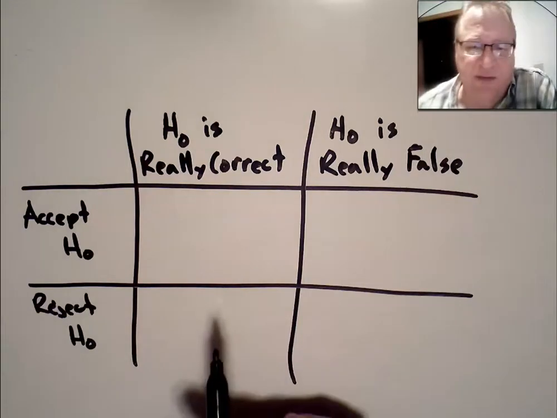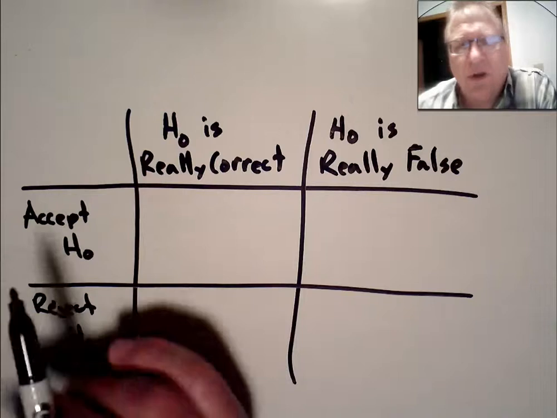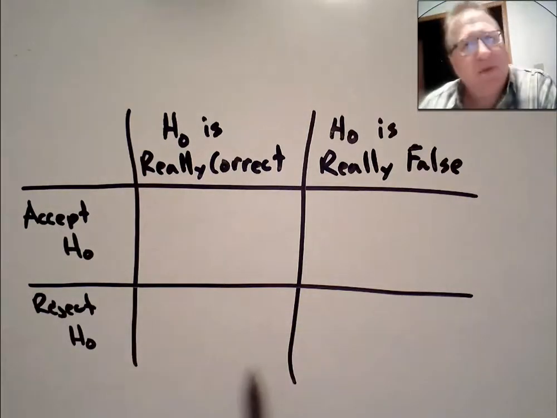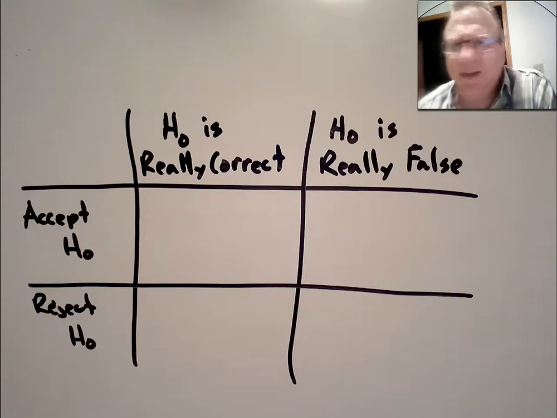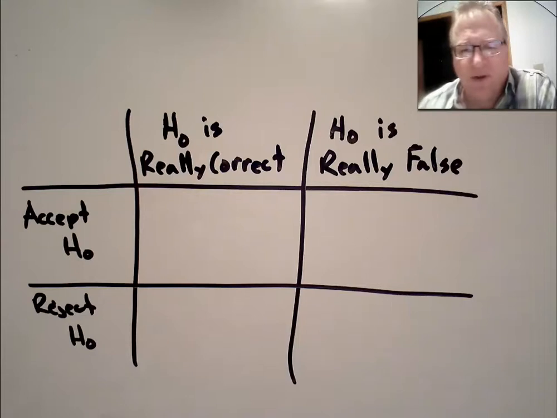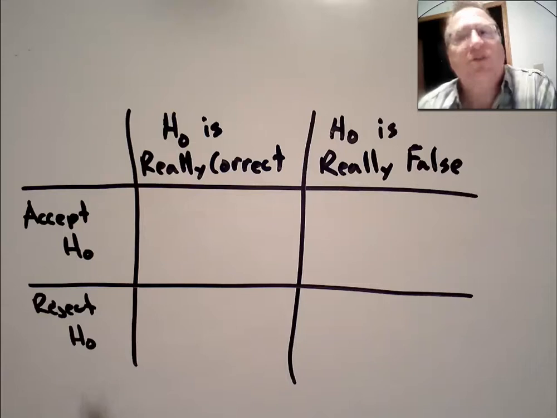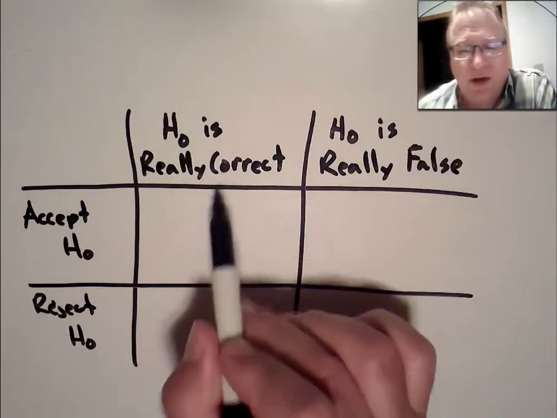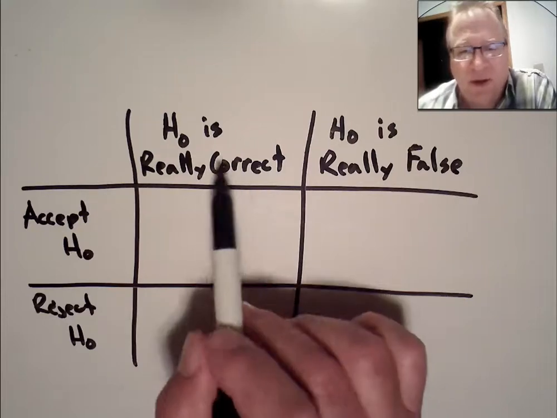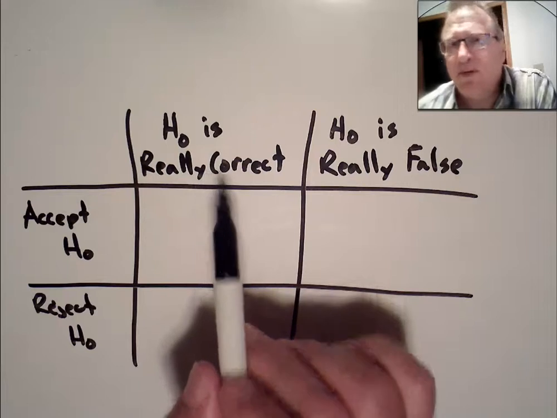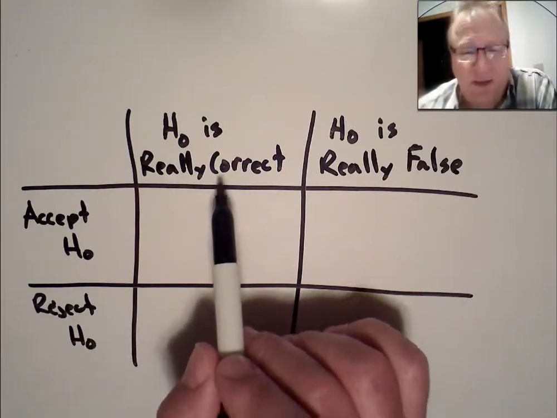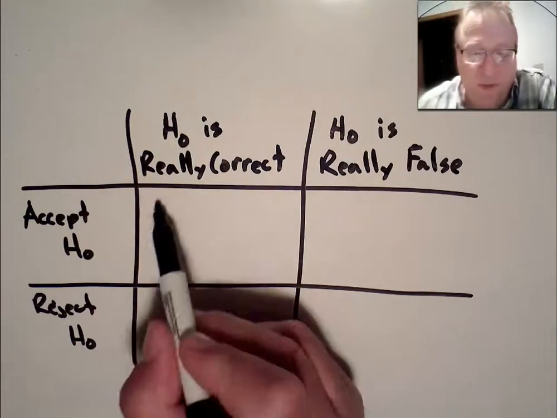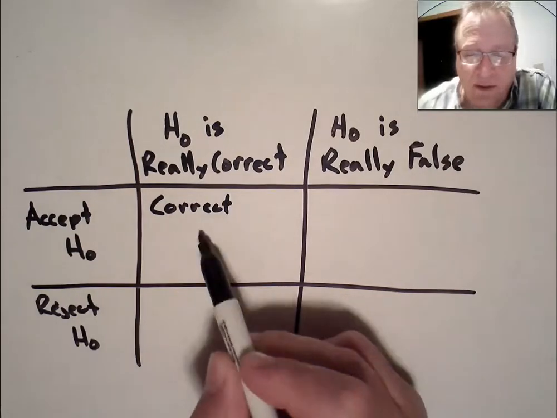It's table 10.2 in your text, and I've redrawn it here. Again, H0 is our null hypothesis, and the purpose of hypothesis testing is either to accept or reject the null hypothesis. Now, here's where it gets a little tricky. First, let's assume that the null hypothesis is really, truly correct. That's this first column here. H0 is really correct. Yes, it is. Well, in that case, remember, we're trying to accept or reject the null hypothesis. But if the truth was that it really is correct, that we should be accepting it, and we do accept it, we've made the correct decision.